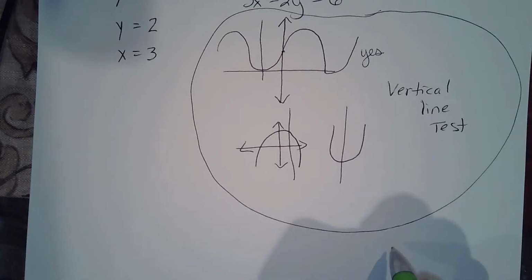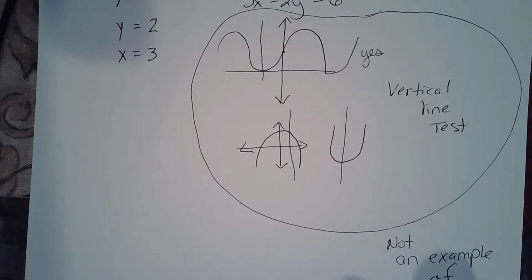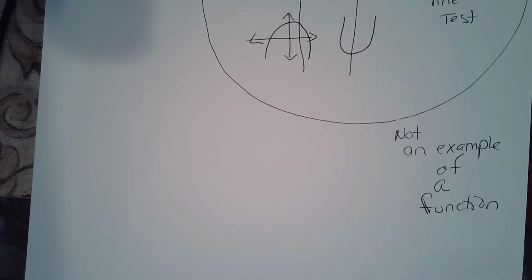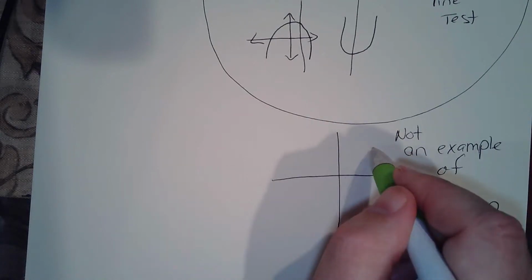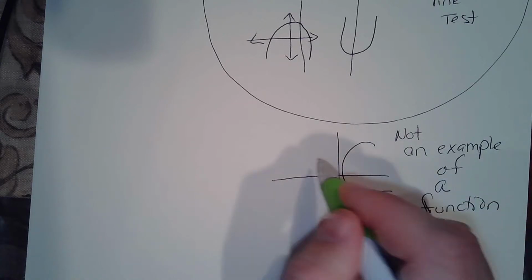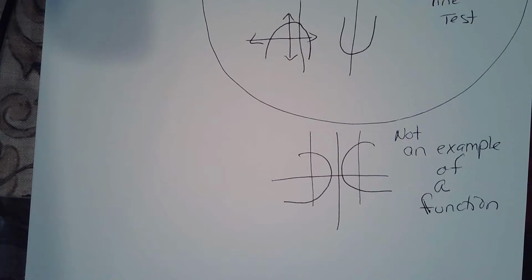So this is not an example of a function. Okay, let me scoot that up so you can read it. So it's not an example of a function. And that would look something like this. So if we had something that opened like this way or this way, if you drew a line through either one of those, it crosses it twice. So that's what makes it not a function.